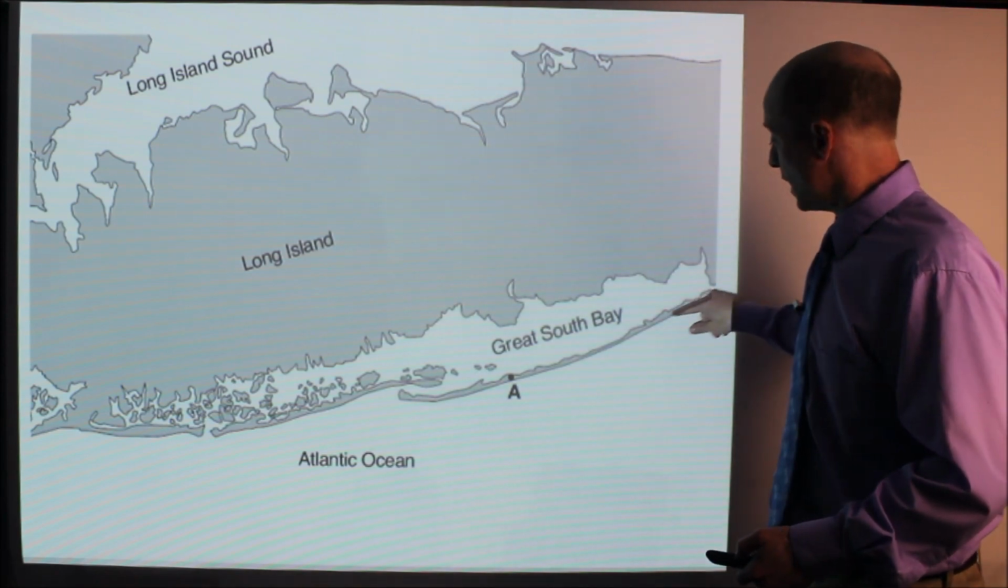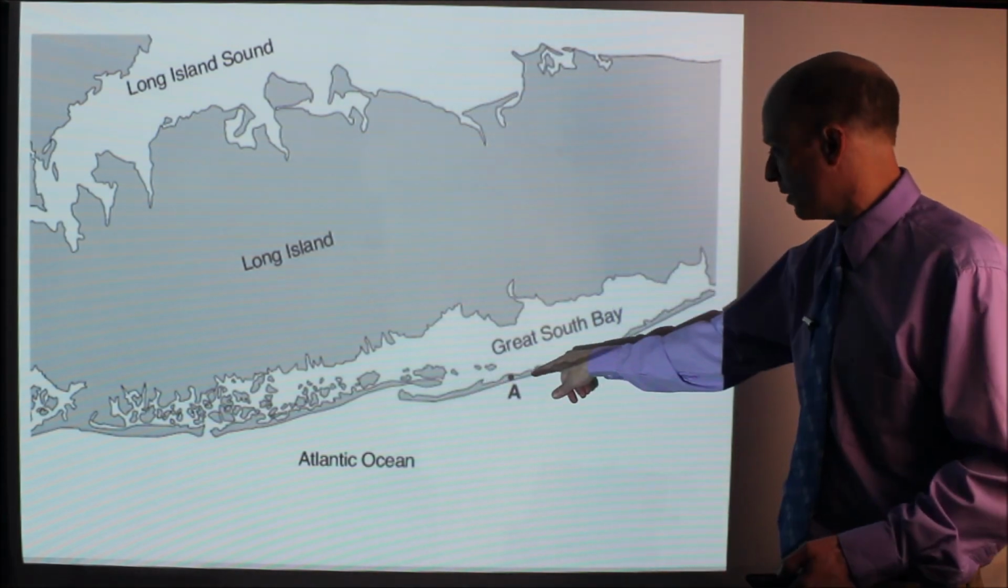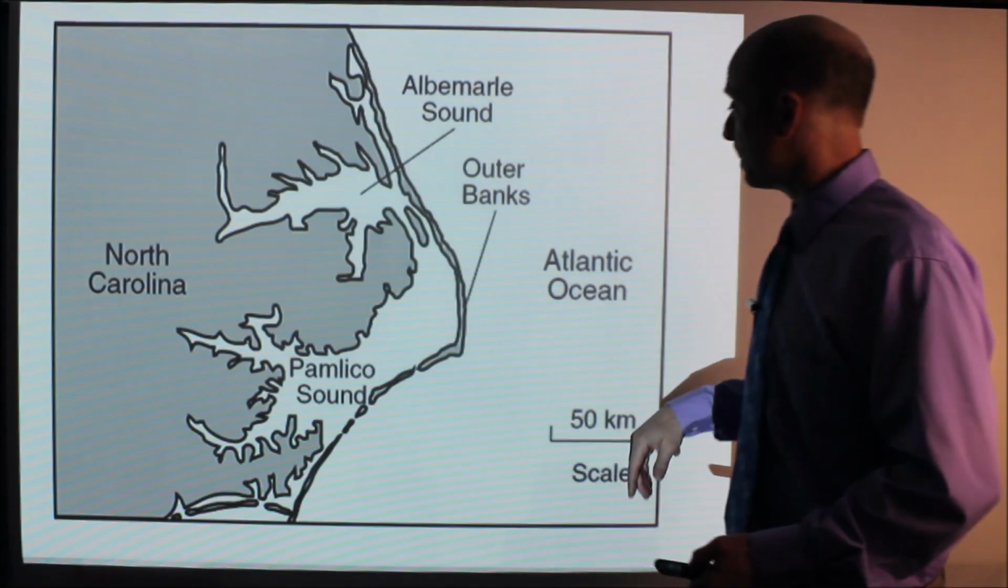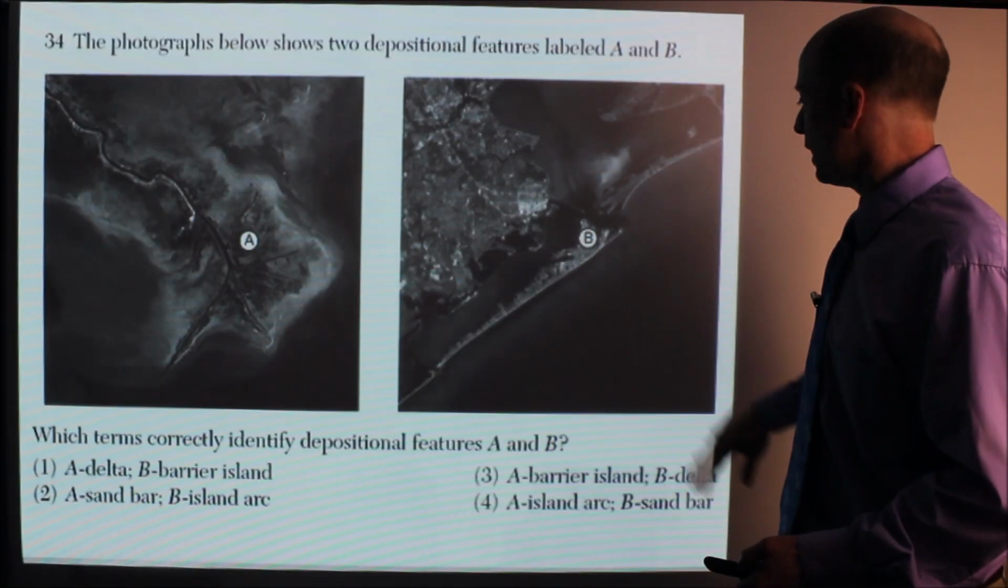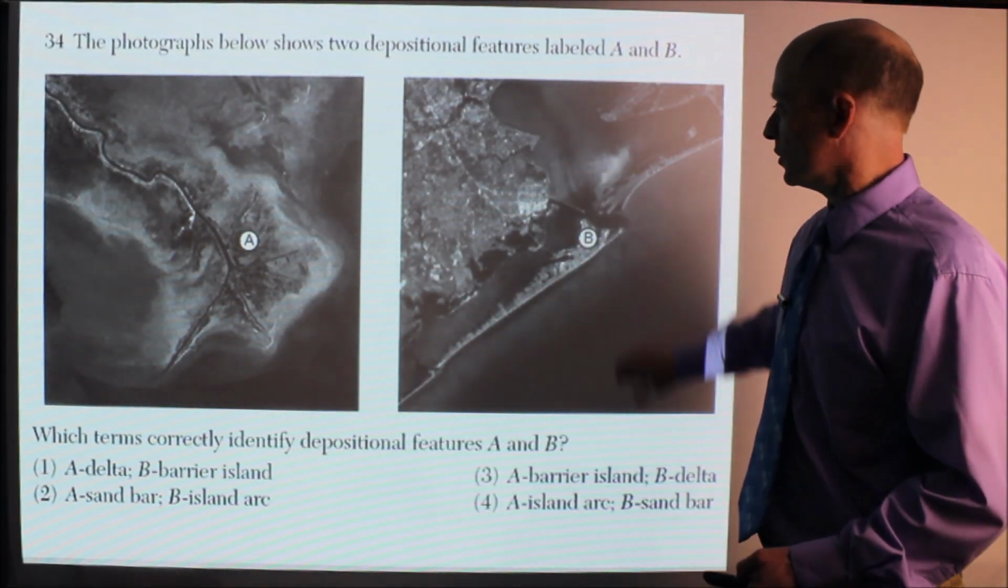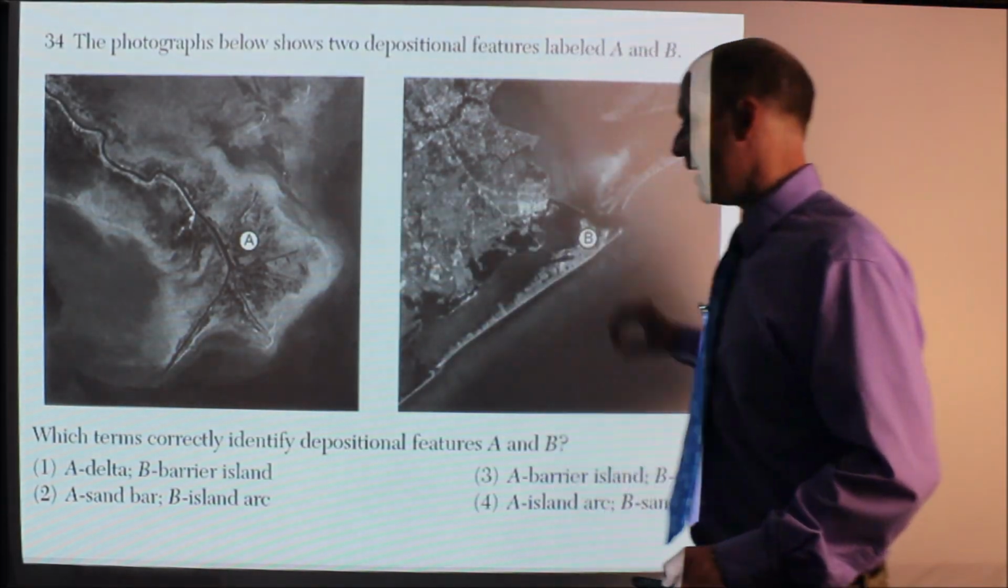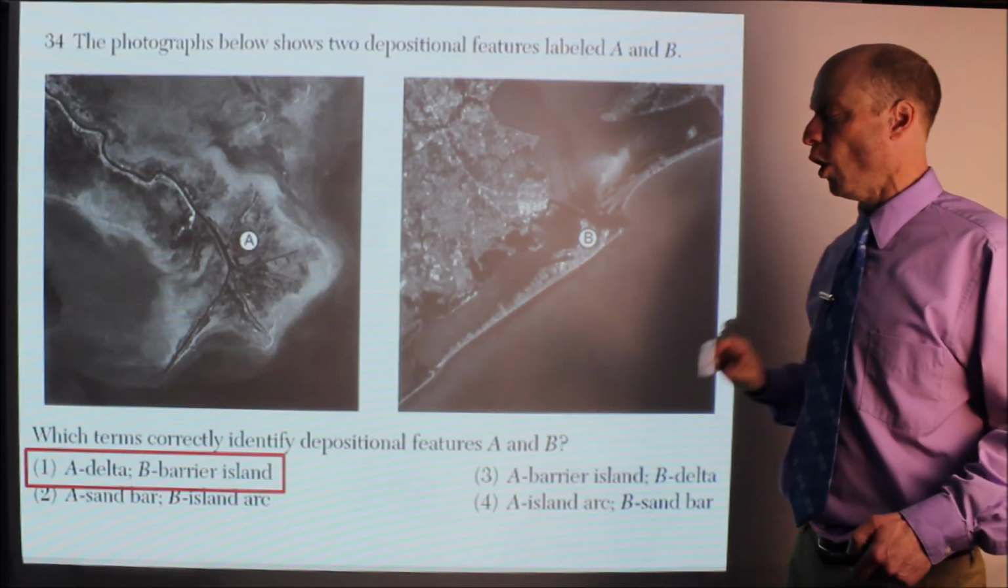Long Island, New York. This is all barrier islands here. A is on a barrier island. And here's some more barrier islands off the coast of North Carolina. Therefore, B is a barrier island. So A is a delta, B is a barrier island. That's going to give you choice number 1.